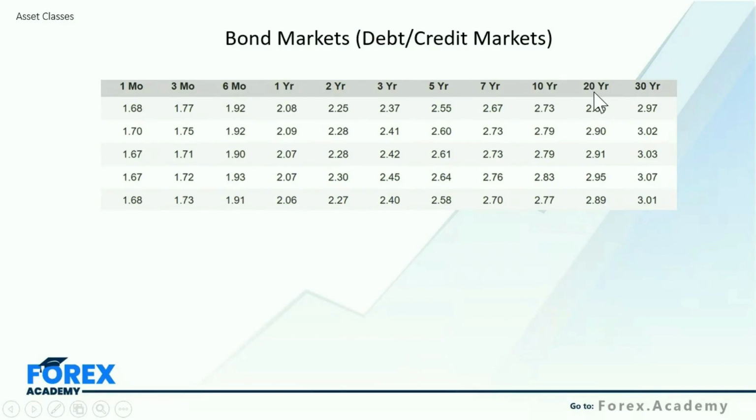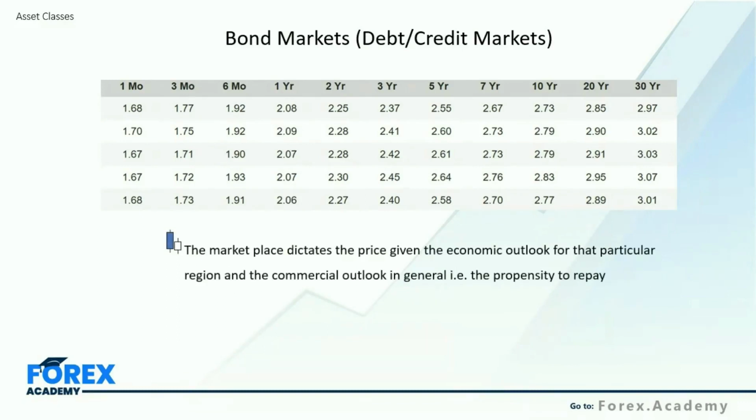10-year bonds, and then you start going to the longer term, which are largely more for your big financial institutions, like your 10, 20, and 30-year bonds. And you can see that the rate of interest increases the longer you have your capital tied up in that bond offering. So the marketplace actually dictates these particular prices, given the economic outlook for that particular region and the commercial outlook in general. And really what the market is looking for is the propensity to repay.